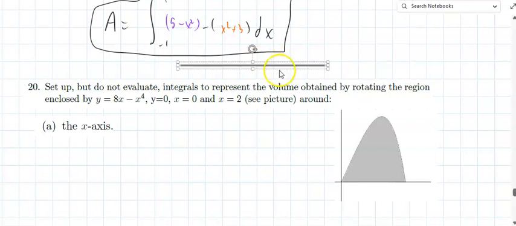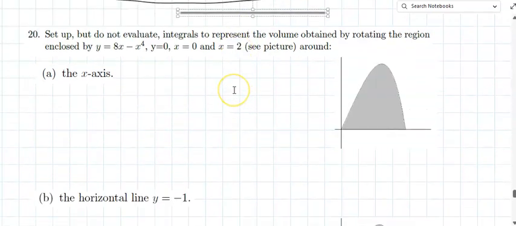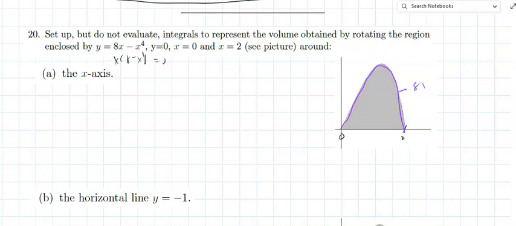Here's another problem. Setup, do not evaluate. This is x into 8 minus x cubed. So this is 0, and this is 2. And this is the graph simply of y equal 8x minus x to the 4th.